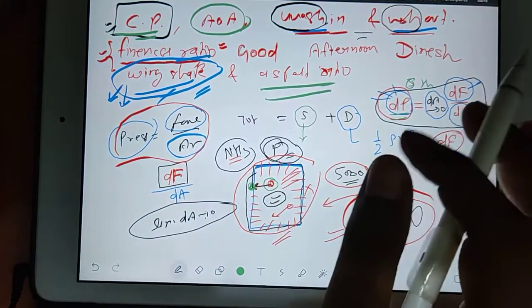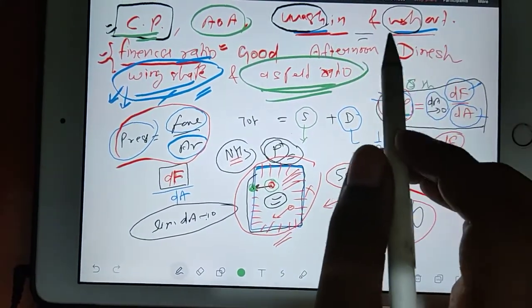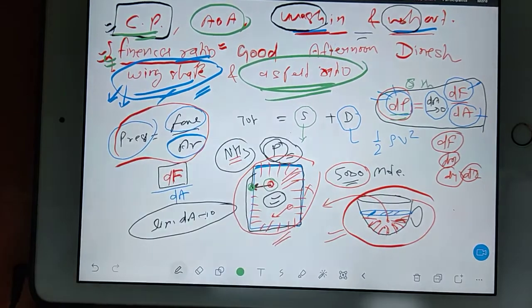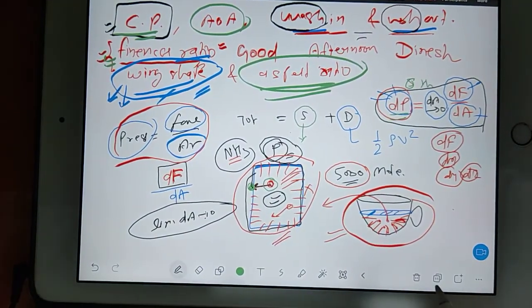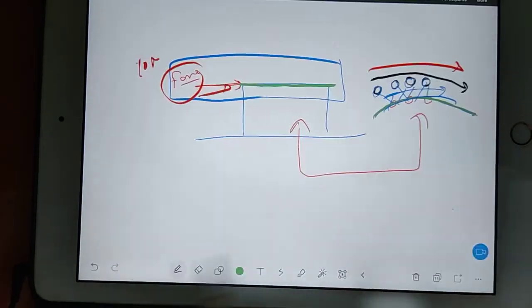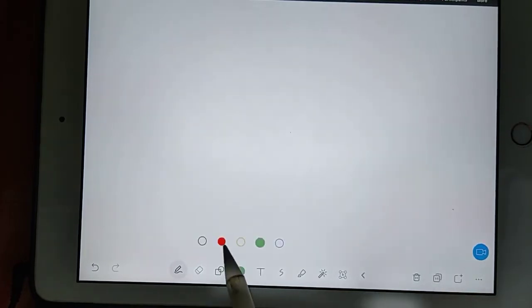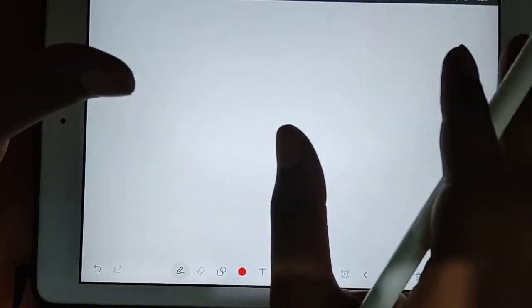Then we go for aspect ratio. Aspect ratio is very, very easy. Don't be confused with the fineness ratio. Okay. Now, what is aspect ratio? Aspect ratio, we especially define for any shape which has a properly decided length and width.